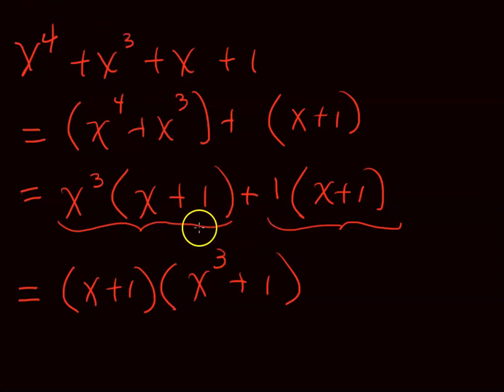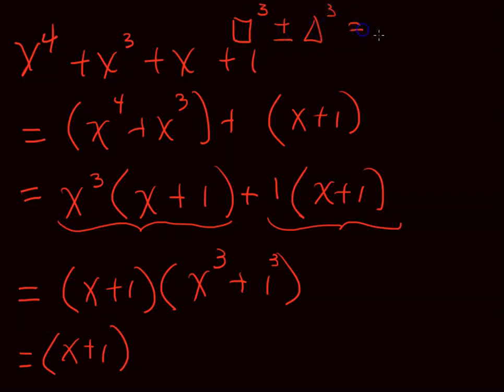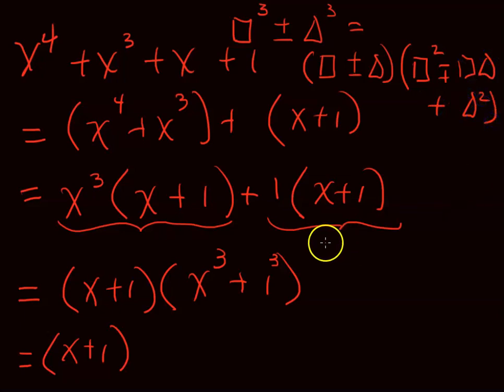Are we done? No. Because 1 can be a cube, we have the sum of 2 cubes. So we need the x plus 1, and then what is the pattern for cubes? If you remember, box cubed plus or minus triangle cubed is box plus or minus triangle times the box squared minus or plus the box times triangle plus the triangle squared.